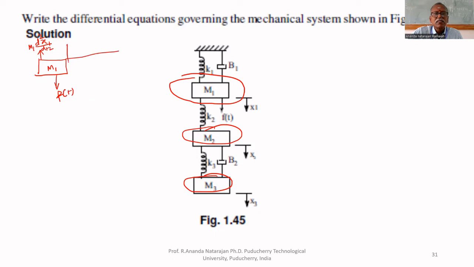What are the other forces? Because of spring K1, the other end of the spring is fixed, that's why K1 multiplied by x1. Because of B1, B1 multiplied by dx1 upon dt. One more reaction force because of the spring K2. Because of K2, both ends are free.